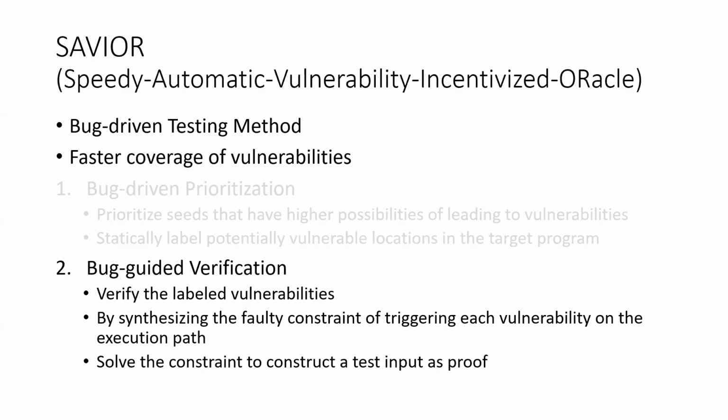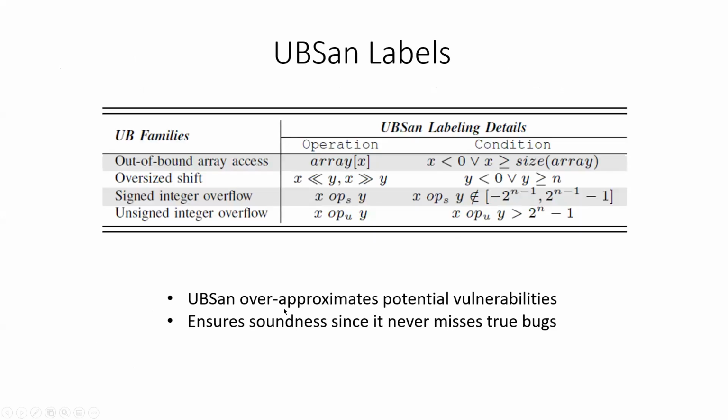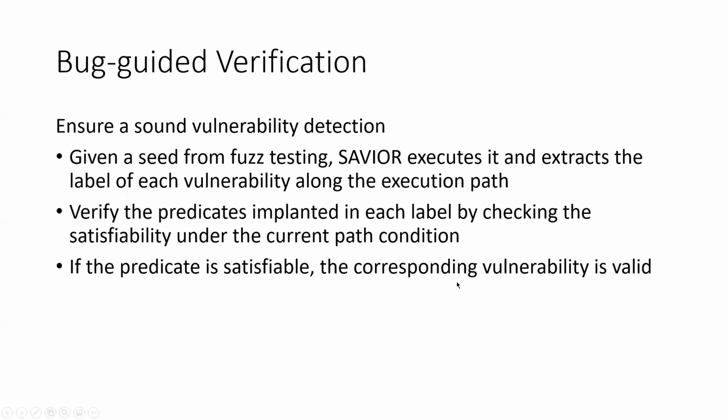So with this bug-guided verification, once we find a seed which can cover the corresponding branch generated by the UV sanitizer, we have already verified there's a bug there. So what's special here? The thing is, the sanitizer labels over-approximate the vulnerabilities. So maybe I go through the example. Okay.